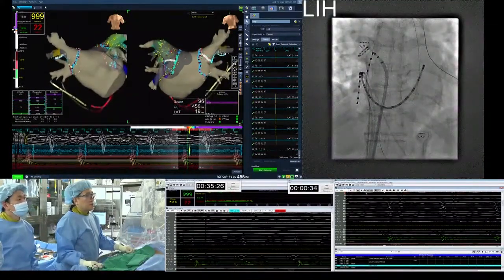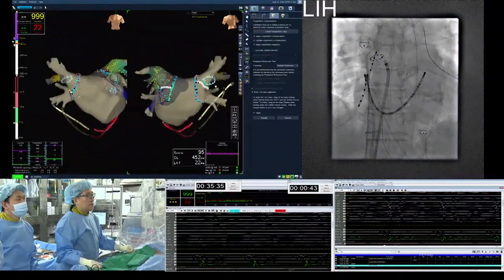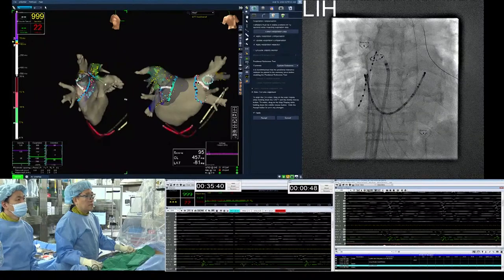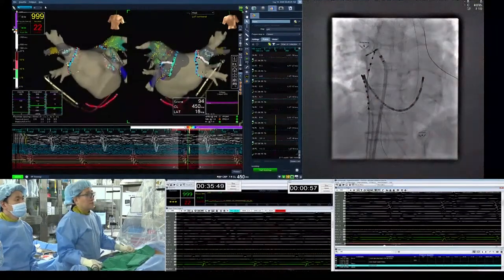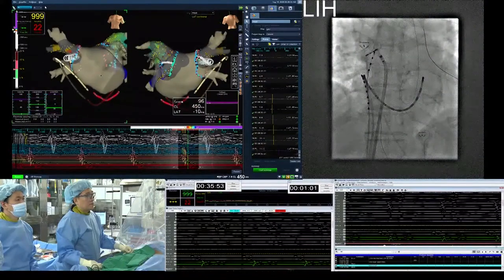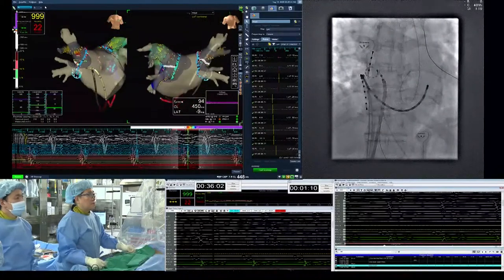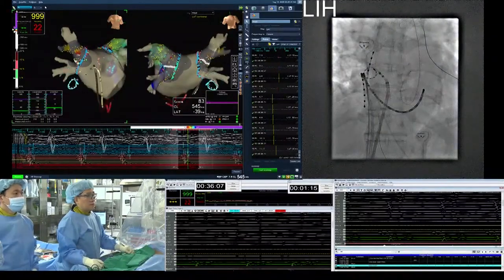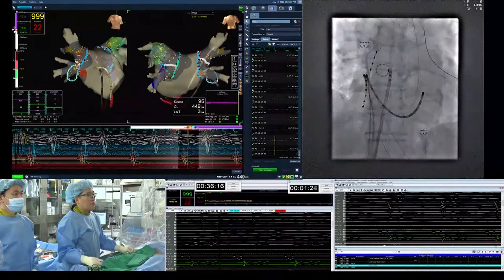And also, during the waiting period, I try to conduct isoproterenol provocation and check the extrapulmonary vein triggers. It takes about 30 minutes. And then lastly, we can recheck the pulmonary vein potential. If there is a reconnected pulmonary vein potential, we need to give more energy.